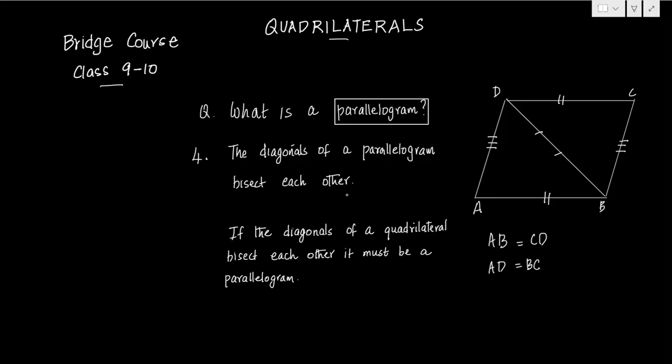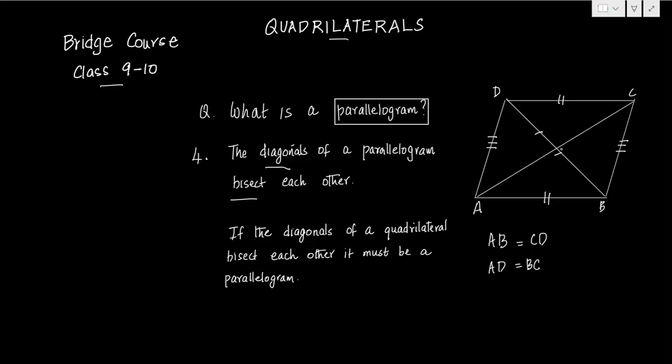Okay, let us go to condition number 4, or theorem number 4, about parallelograms. Theorem number 4 says the diagonals of a parallelogram bisect each other. What does bisect mean? Let us say I'm going to draw this diagonal. Okay, see, BD is a diagonal. A diagonal is a line that joins opposite vertices. So BD is a diagonal, CA is a diagonal.